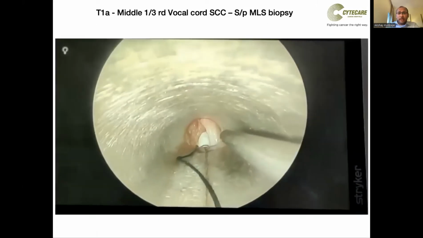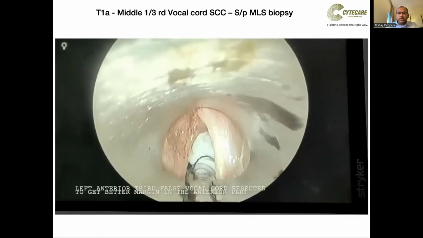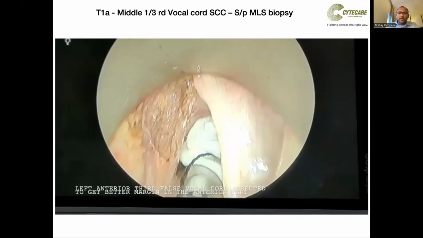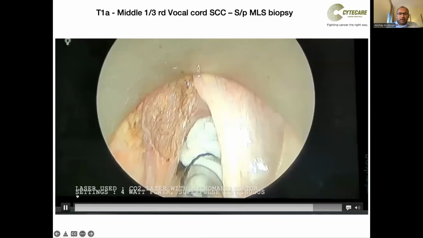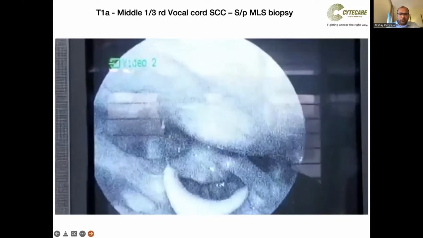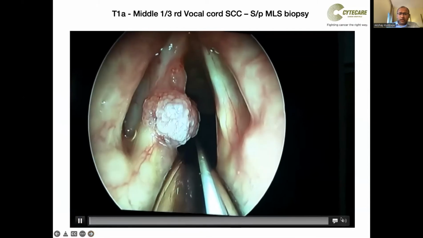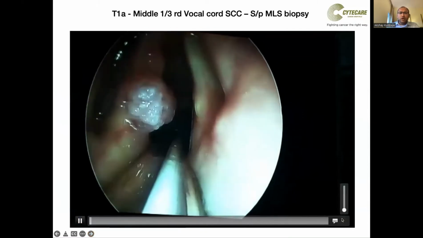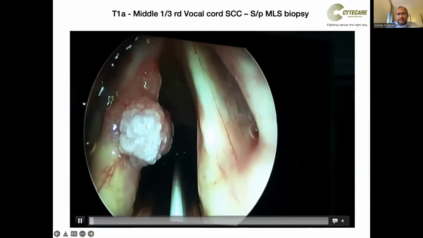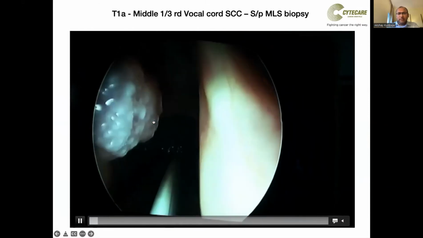So a T1A lesion, which is limited to the free edge of the vocal cord, it is better to consider for an upfront laser cordectomy or an excision biopsy, and that is how probably it has to be treated. So lesions which are involving the mid third of the vocal cord without significant extension to the ventricle, this is a T1A lesion, slightly bulky lesion.